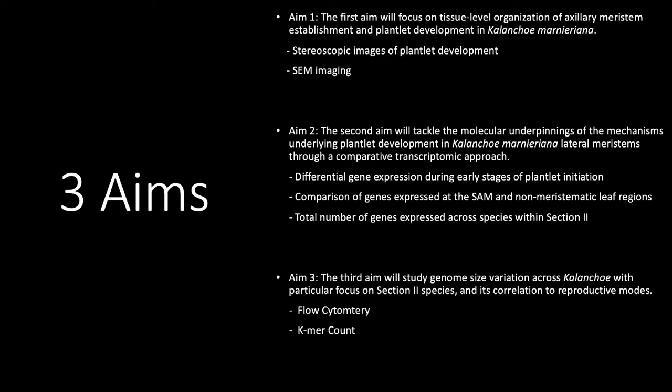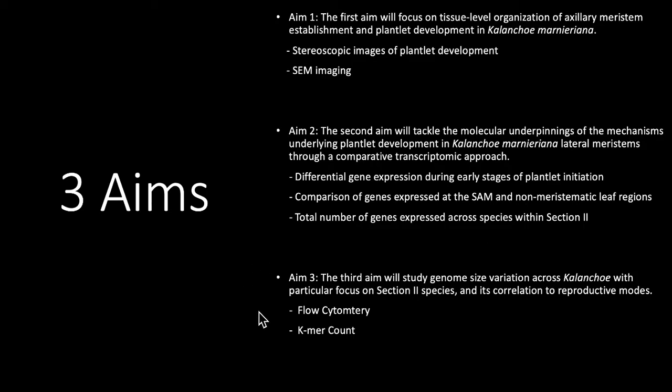The second aim will tackle the molecular underpinnings of the mechanisms underlying plantlet development in Kalanchoe marnieriana lateral meristems through a comparative transcriptomic approach. The three experiments associated with this aim are a differential gene expression analysis during the early stages of plantlet initiation, a comparison of genes that are expressed at the shoot apical meristem, or SAM, and non-meristematic leaf regions, and then finally, a total number of genes expressed analysis across species within Section 2, which is the section that Kalanchoe marnieriana belongs to, as well as some other species.